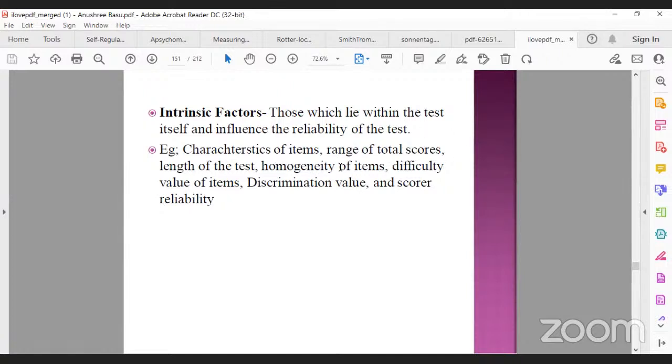If the items are not homogeneous, then the reliability would be low. If the difficulty value is too high, then the reliability would be impacted. If the length of the test is too high, if the test has say 200 questions, then in the first 50, the person would be attempting the test in a very calm and relaxed manner, but in the last 50 to 70 items, the person would be exhausted.